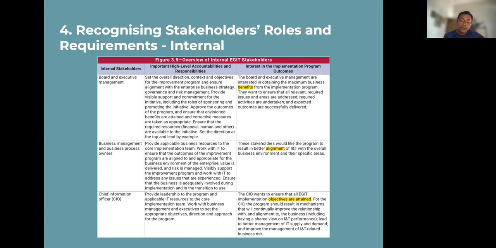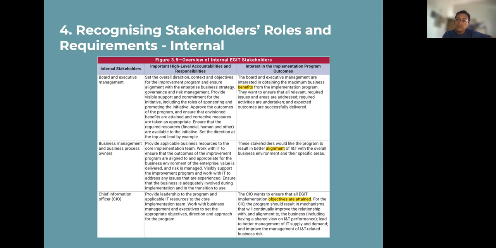And then for the CIO, for example, they have the responsibility to provide the leadership for the applicable resources of IT to the core implementation team, work with business people, leaders, to set the right objectives, right directions, and also right approach for the programs. This is the CIO. Previously, we discussed the RACI chart, that the CIO has a very high responsibility, because most of the R responsibility is there in the CIO, supported by the business executives or the business leaders there. What is the interest of the CIO here?